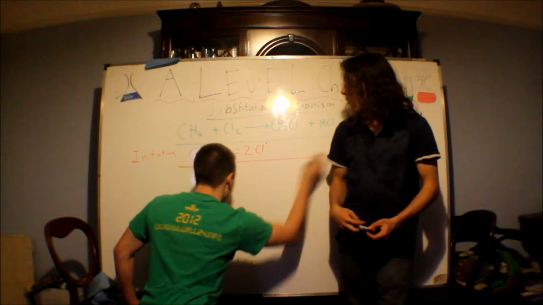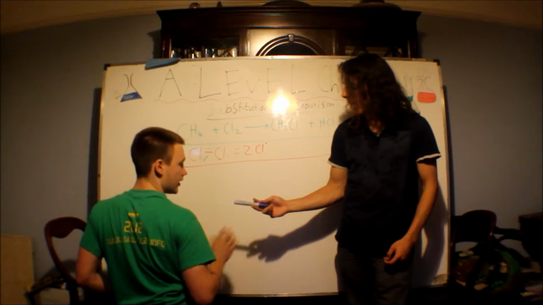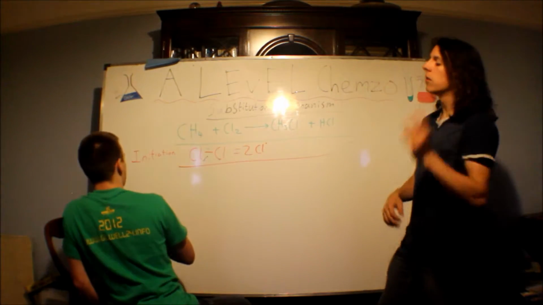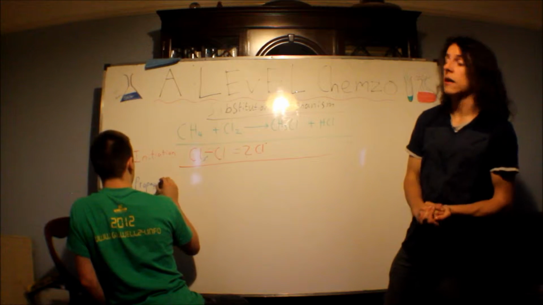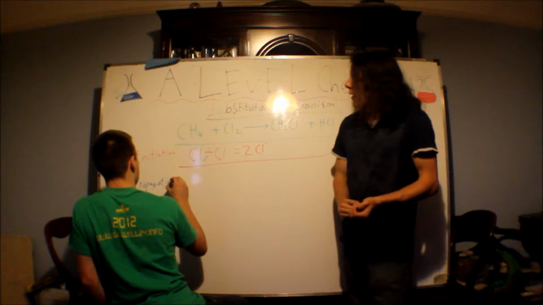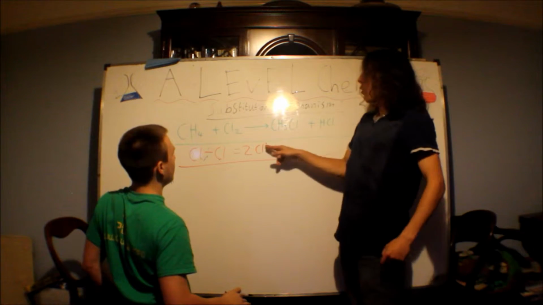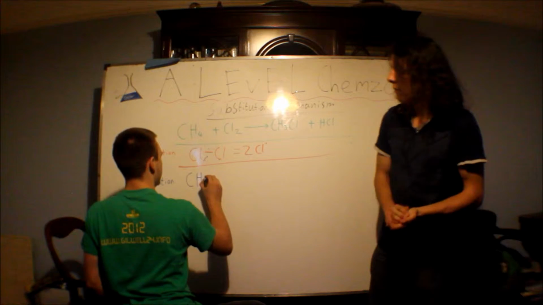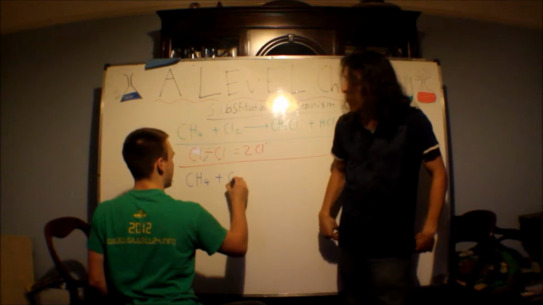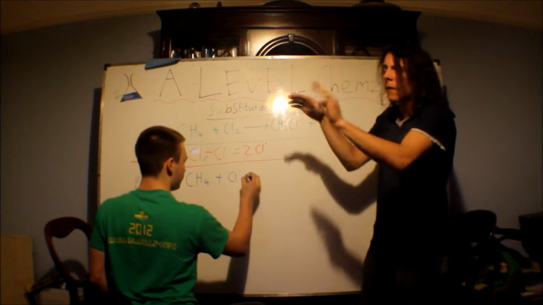That is initiation. Do you want to take the blue pen? Yes, thanks. So, propagation. Then we go on to propagation, which is getting the ball rolling, I guess. So, we have chlorine radical, and we have methane, CH4. So let's put them together. It encounters one of our chlorine radicals in this chain reaction we're having.